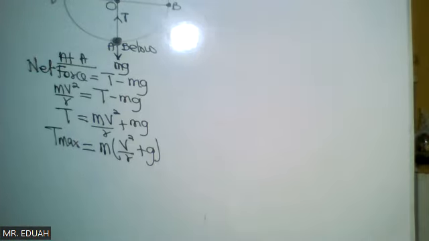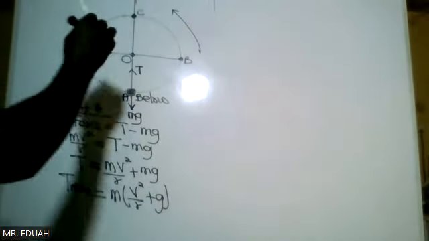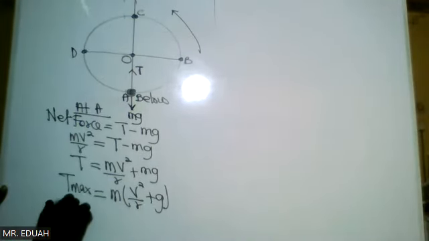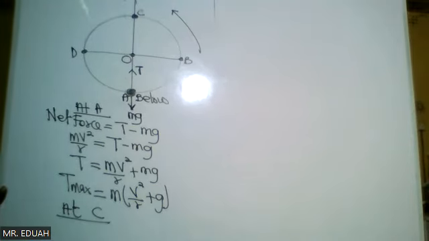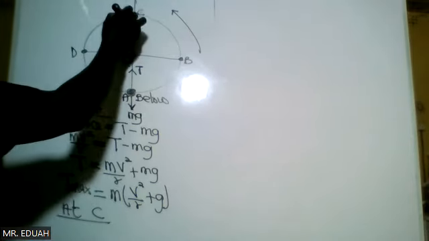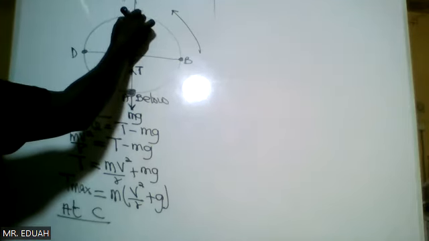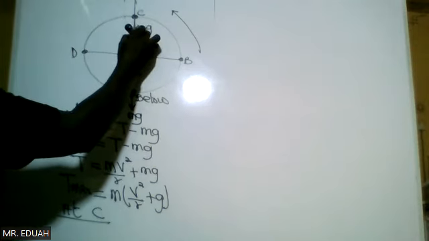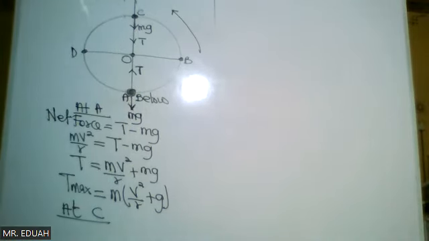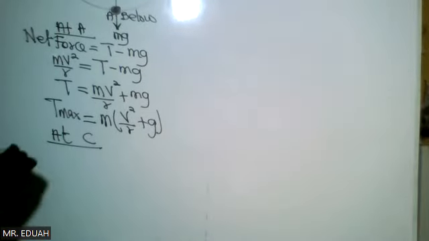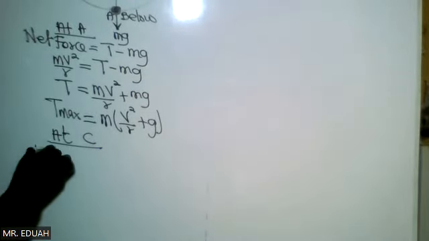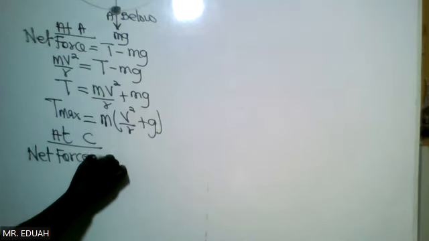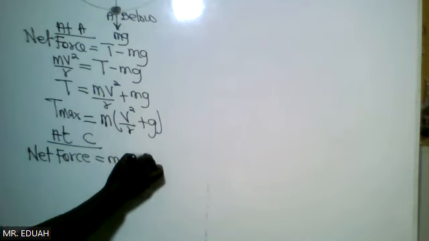Then we looked at when the body is above the circle at C, we also drew the analysis that the weight acts downwards, mg. The tension acts towards the center. And so at C, the net force is given by mg plus T.